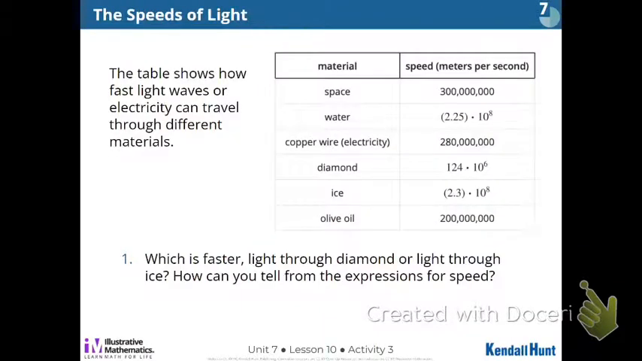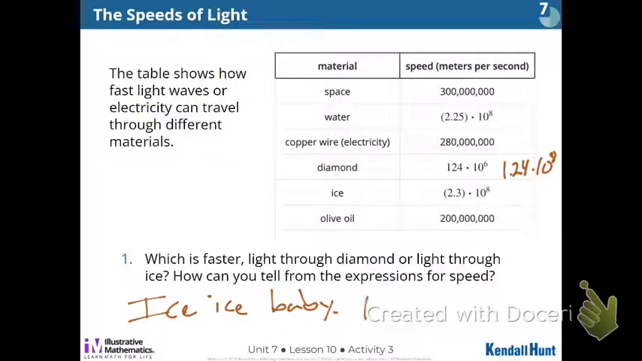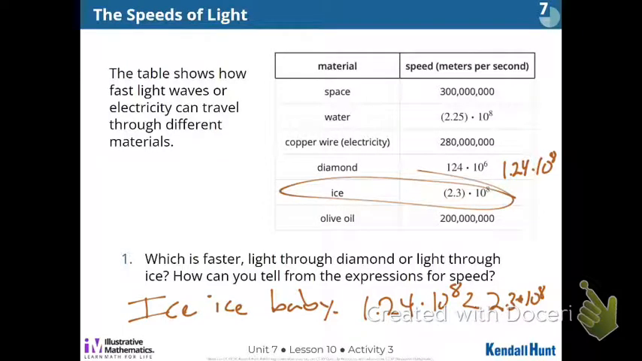You guys think ice is faster? So to see this, I like to think of diamond as 1.24 times 10 to the 8. So that does mean that ice is faster. It's 1.24 times 10 to the 8th for diamond versus 2.3 times 10 to the 8th for ice. So ice is faster than diamond.